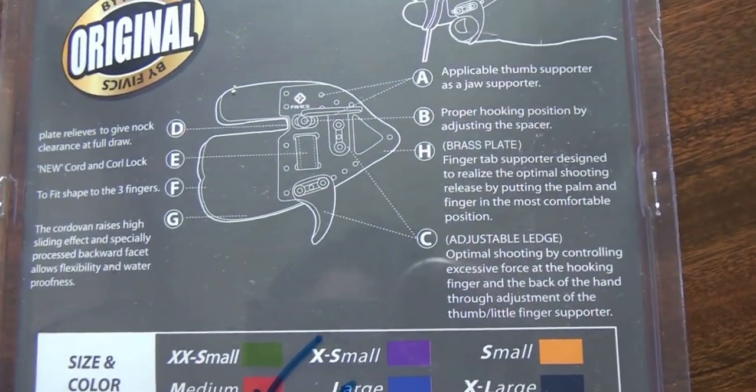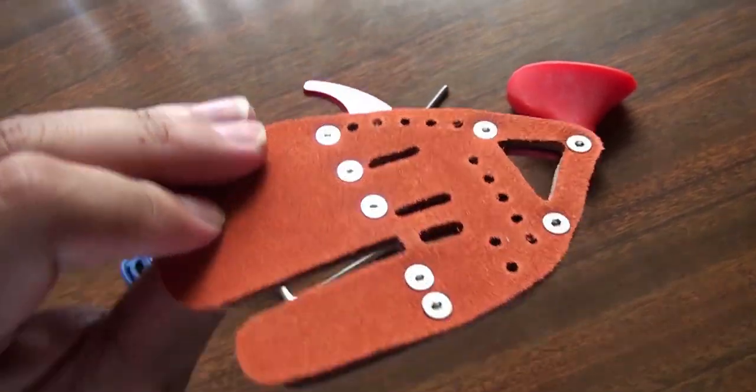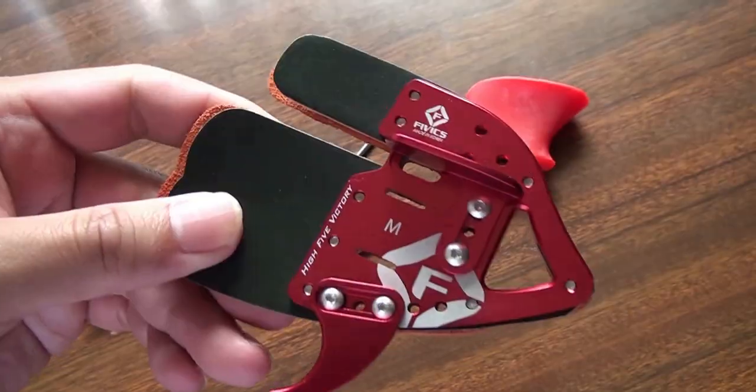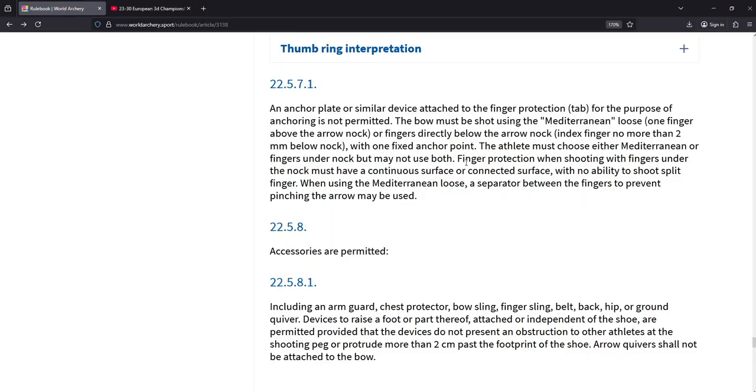If you do shoot 3 under, you must use a tab with no finger space and no split. If you are using Mediterranean or split finger, you can use the separator, so you can have that plastic bit between the fingers. That's legal, but you can't have it with 3 under.